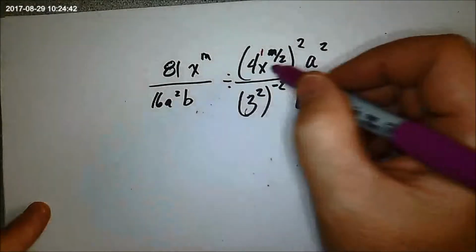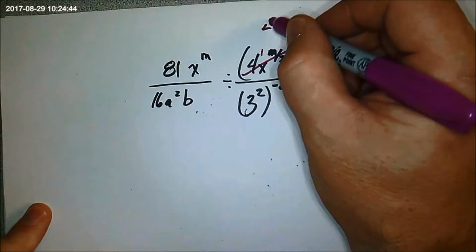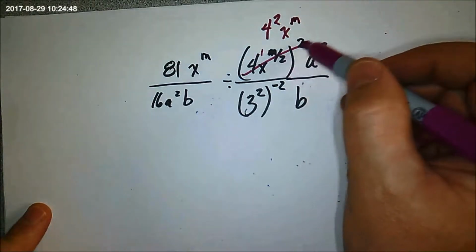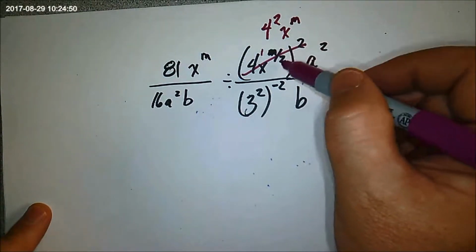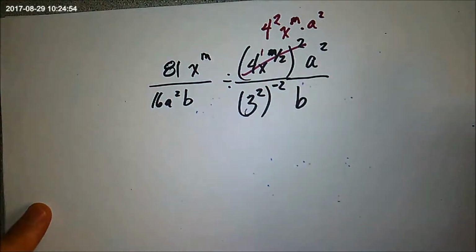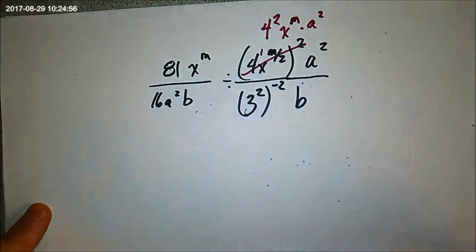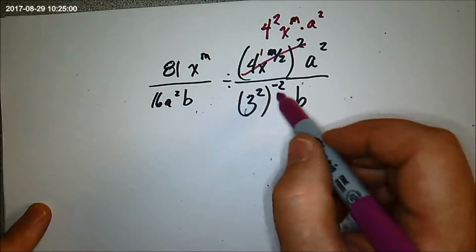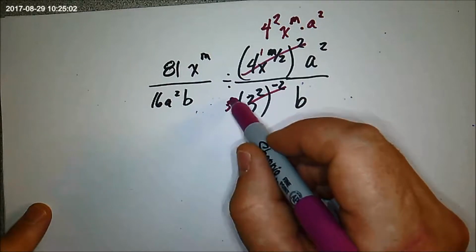So this whole thing right here is going to be 4 squared x to the m, because m over 2 times 2 is m, right? And then times a squared, don't forget that part. So that's my new numerator. My denominator, oh my goodness. This part right here is 3 to the negative 4, right?